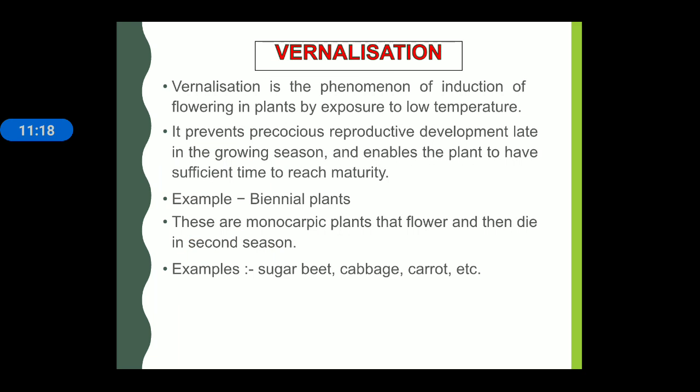Now vernalization. Vernalization is the phenomenon of inducing flowering in plants by exposure to low temperature. Meaning some plants require low temperature for inducing flowering. So we can provide the low temperature condition according to our requirement. Examples are biennial plants. Biennial plants can be induced to flower by exposure to low temperature. These are monocarpic plants that flower and then die in the second season. Examples: sugar beet, cabbage, carrot.